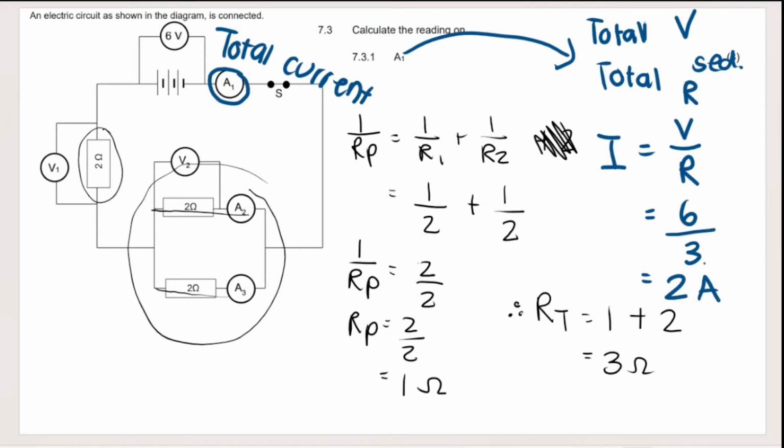Remember your units. You can do the most beautiful calculations for me, formula, substitution, but if you don't put the A there, you're going to get 2 out of 3, which is 66.666%. Why get 66.666% when you can get 100%? You know what I mean?